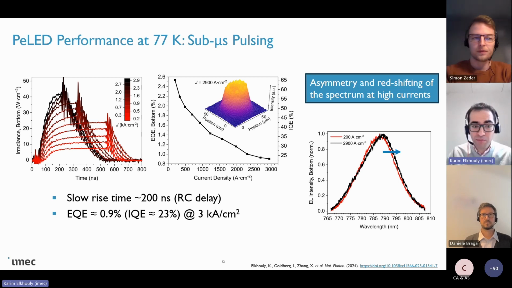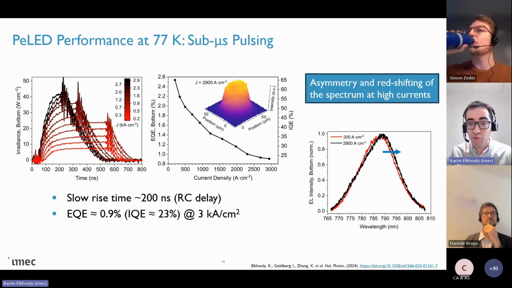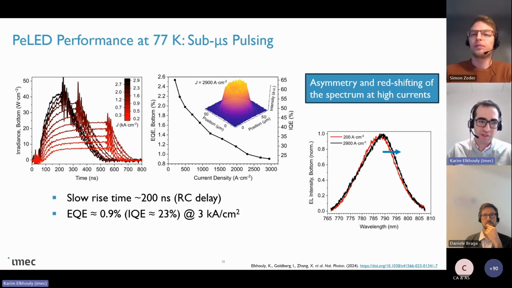And if we look at the spectrum, and we compare at low currents of 200 amps and at 3 kiloamps, we see a bit of asymmetry in the spectrum. Of course, this is a very small change. It's very difficult to draw conclusions from this, but this is our observation. So it was clear that we are not able to completely get stimulated emission only by electrical pumping.